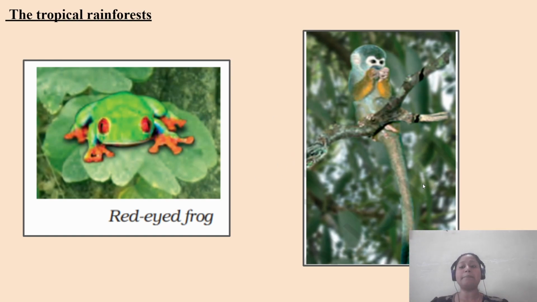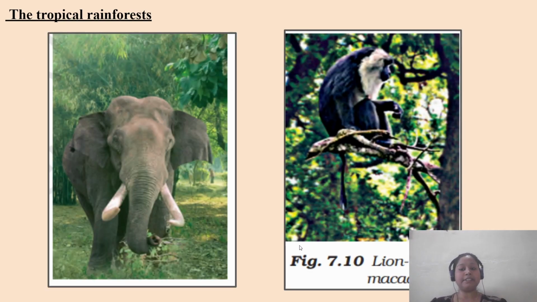One more adaptation you can see in monkeys here is the long tail. You can observe that the long tail basically aids in grabbing the branches and maintaining the balance of the monkeys in the tree. Next is elephants.